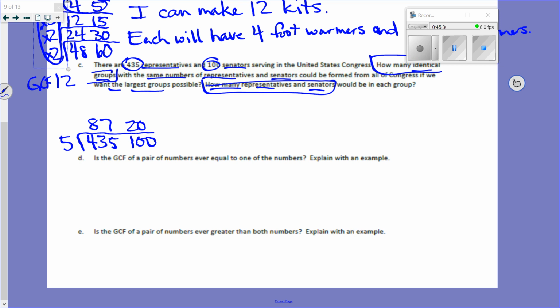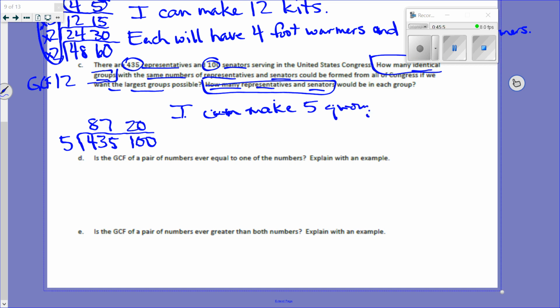Then I check again. Can I divide them both by 2? No. By 3? No. By 5? No. By 7? No. If I say no 4 times, I'm done, guys. That's it. How many groups can I make? 5 groups. I can make 5 groups.